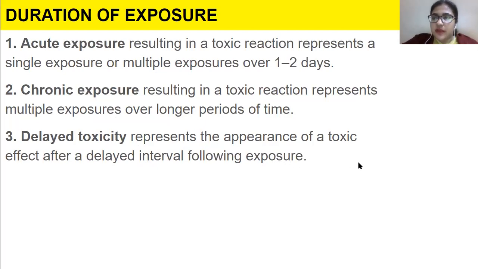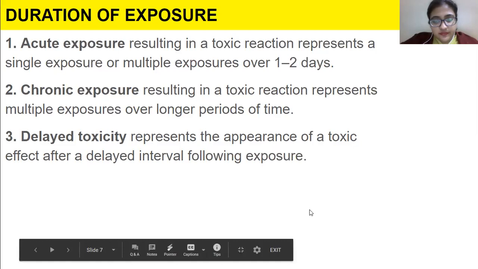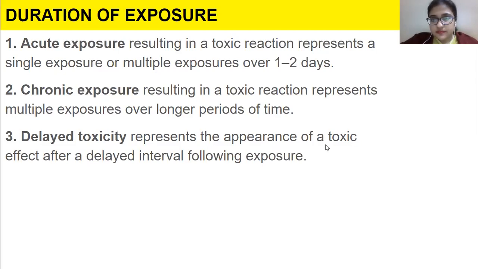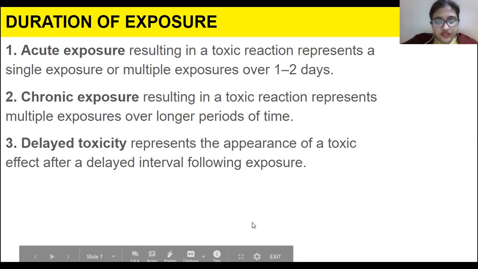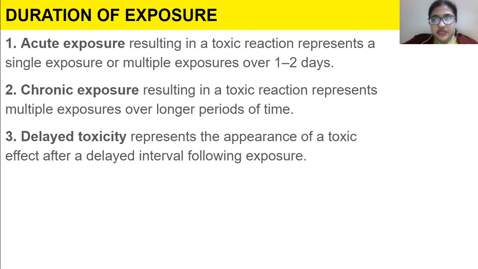Tell me guys, when I talked today about carbon monoxide and especially about acid rain and its side effects, sulfur dioxide and nitrogen dioxide effects, so tell me, when I said pulmonary edema, is it a delayed toxicity or what? At what level should I put it? I'm waiting for your response. Just write whatever you feel, the class in which it should be categorized. Pulmonary edema caused by nitrogen dioxide or sulfur dioxide, where should I put it? Is it acute, chronic, or delayed toxicity? What kind of toxicity is this?